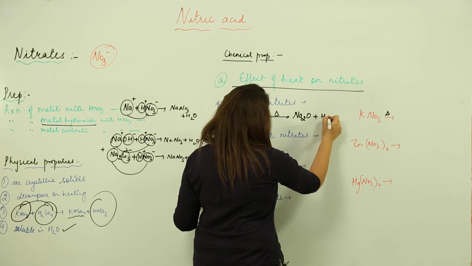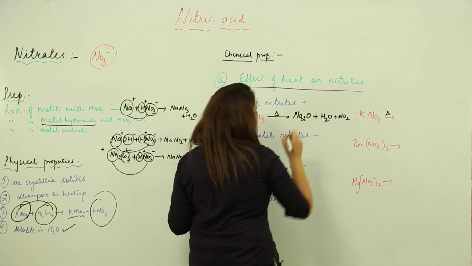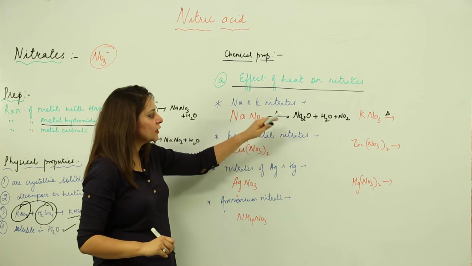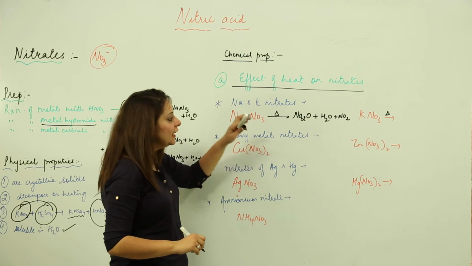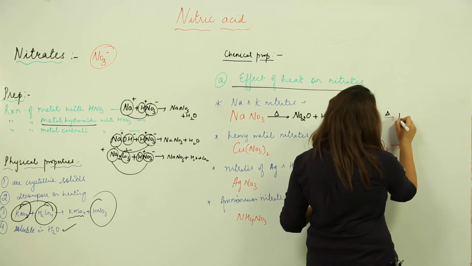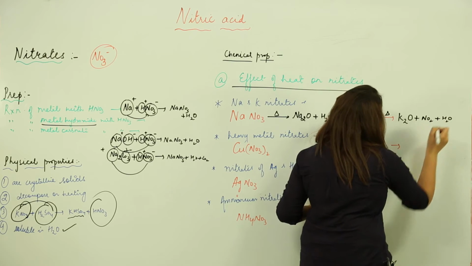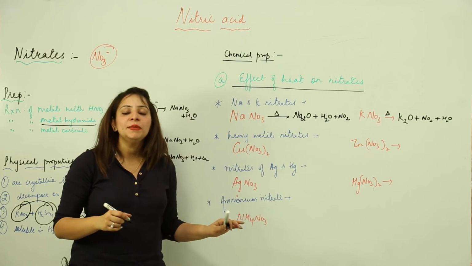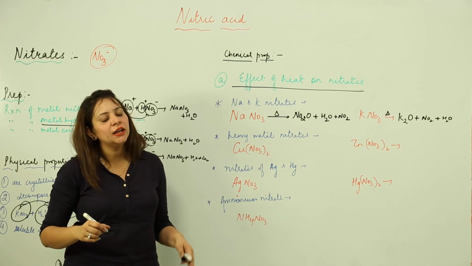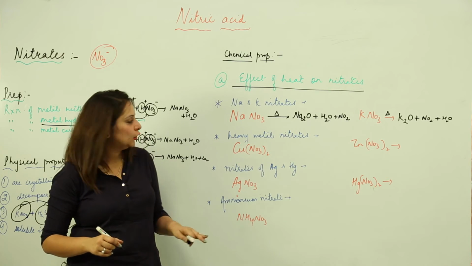Na2O, H2O and NO2. So it gets decomposed into oxide, water and NO2. Likewise when we decompose KNO3, it again decomposes into potassium oxide, NO2 and water. So likewise that means we get a nitrogen oxide, we get water and we get a metal oxide also.